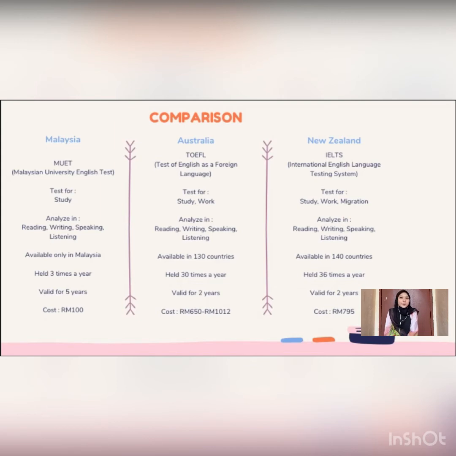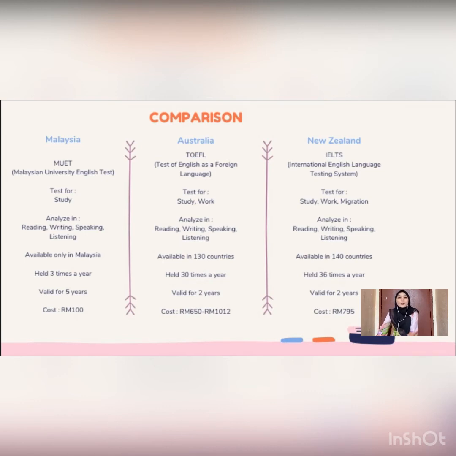Students who want to pursue their studies in university have to take MUET beforehand. There are 4 sections for them to score, that is reading, writing, speaking, and listening. MUET is only available in Malaysia and the examination is only held 3 times per year. The examination fee is 100 ringgit and it is valid for 5 years.